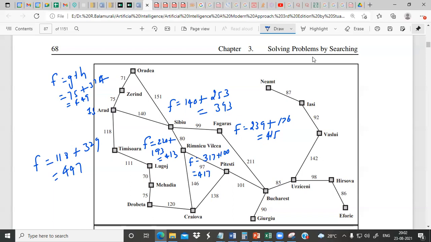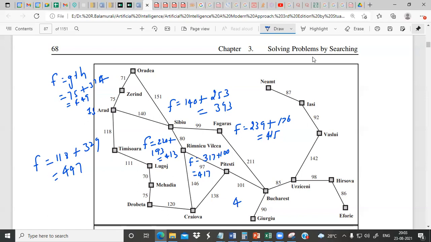Now if you see Bucharest, there are two paths. Either you can take this way or this way. Let us take this way. So if you see this, it is 317 plus 101. 317 plus 101 is what? 417, 418.